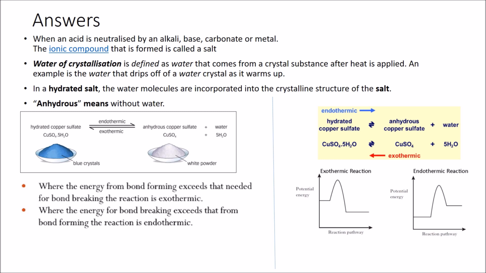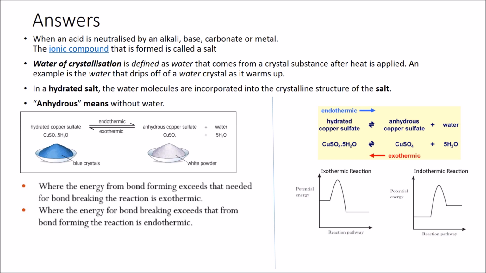So this is now the question about how bonds form and break. Where the energy from bond forming exceeds that needed for bond breaking, the reaction is exothermic. So you're releasing energy out, and when you release energy out, you get bonds forming. And when the energy for bond breaking exceeds that from bond forming, the reaction is endothermic. So there's more energy going in, which means you break the bonds. You form bonds when energy goes out, and you break bonds when energy goes in.